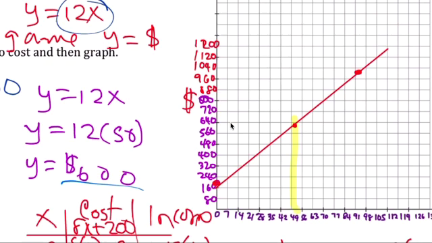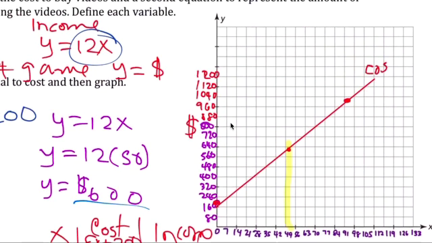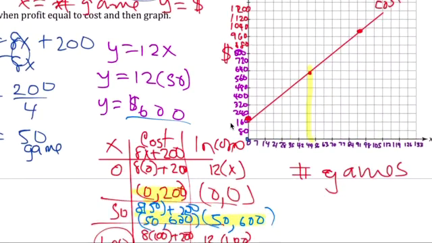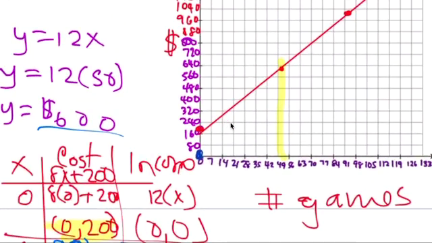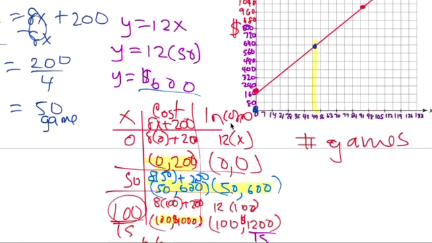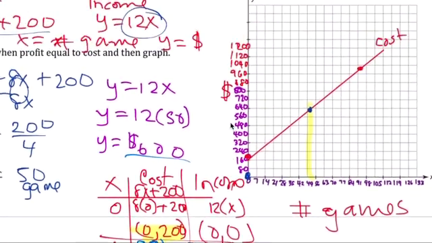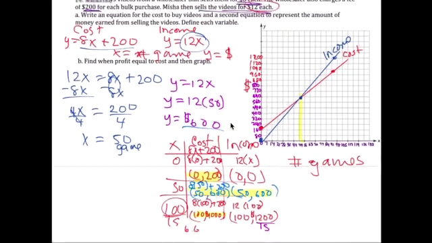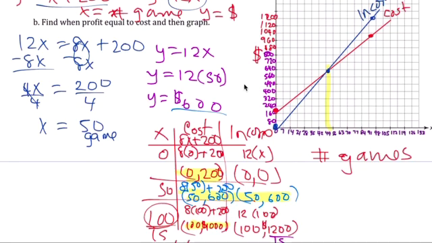Yay, much better. This is your cost line. Your income is 0, 0, the y-intercept, then 50, 600 right there, and then 100, 1,200. This is your income. That's how you graph it. Thank God I found it. Anyways.